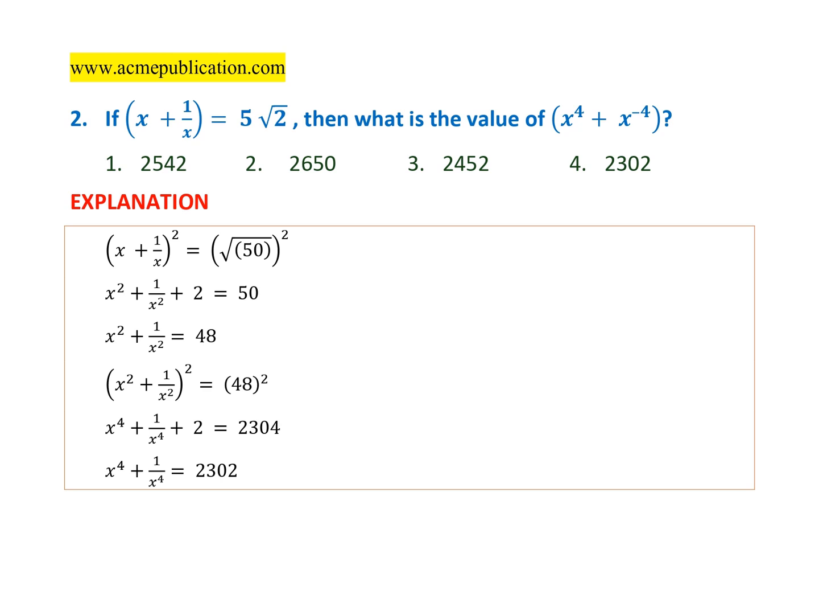Now, as we know in our equation, we want the value of x raised to the power 4. So we will again square both the sides and solve it with the help of formula (a plus b) whole square, and our new equation will be x raised to the power 4 plus 1 by x raised to the power 4 plus 2 is equal to 2304. Now solving this, we will get the value of x raised to the power 4 plus 1 upon x raised to the power 4 is equal to 2302. This is our answer. As we know, we can write 1 upon x raised to the power 4 as x raised to the power minus 4.